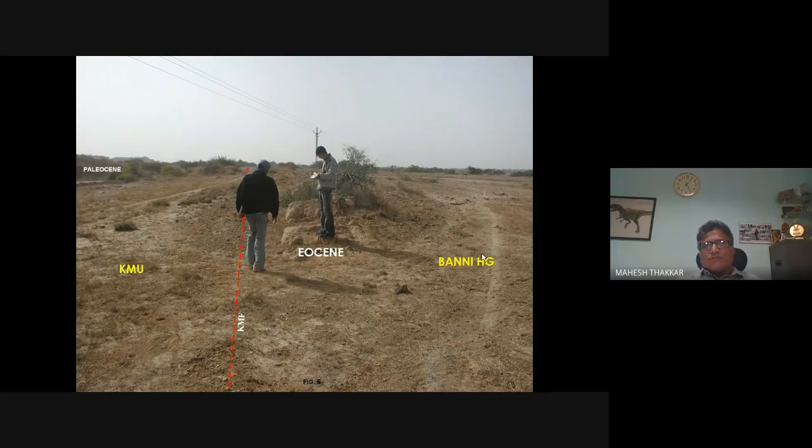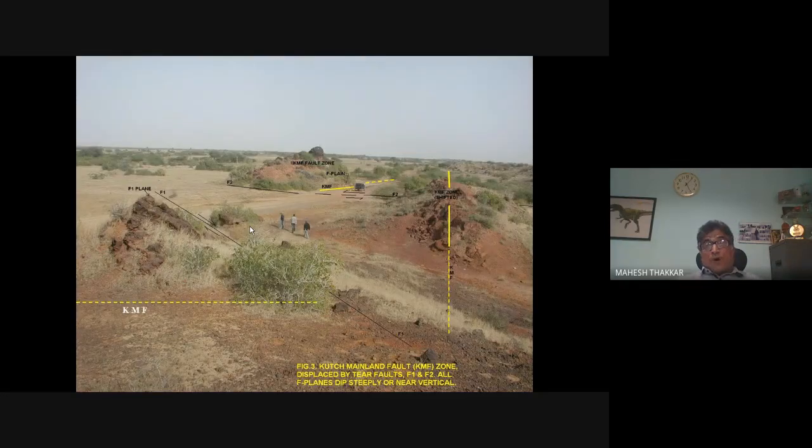Bunny half graben is on one side and the Kachchh mainland is on the other side. In between, we have the Kachchh Mainland Fault. Now, why are we showing you the Kachchh Mainland Fault? It is a tearing movement. The Kachchh Basin is so beautifully shown as a textbook. It is an open textbook.